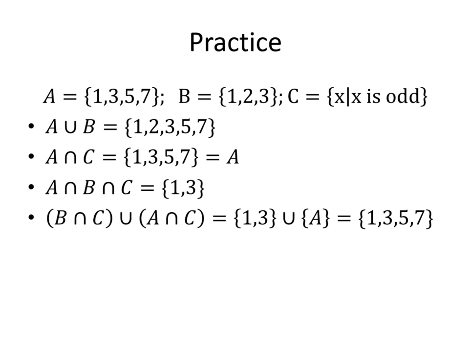The intersection of A, B, and C is going to, again, because A was already odd, just be the intersection of A and B, which is the numbers 1 and 3. And finally, notice that when we take the intersection of B and C, we get the numbers 1 and 3. When we take the union of that with the intersection of A and C, that was just set A. So we get back 1, 3, 5, and 7, which is set A.